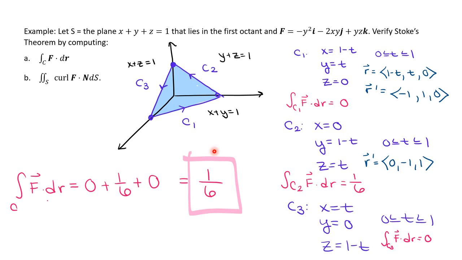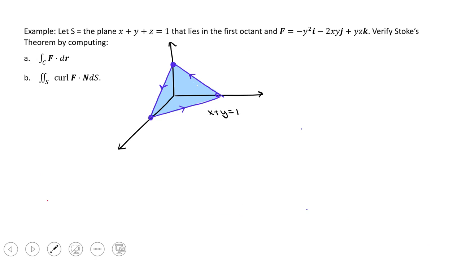All right, so what Stokes' theorem is telling us is that we should get the exact same answer if we integrate the curl of this vector field over the surface that I have shaded in blue. And we want to orient that surface in a positive direction, so we want to make sure that our normal vector is pointing upward, has a positive z component. Same picture, but now we're doing part B of this problem. We're going to compute the curl of our vector field, and then integrate that over our surface.